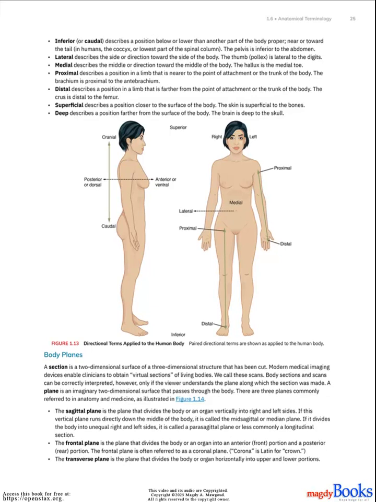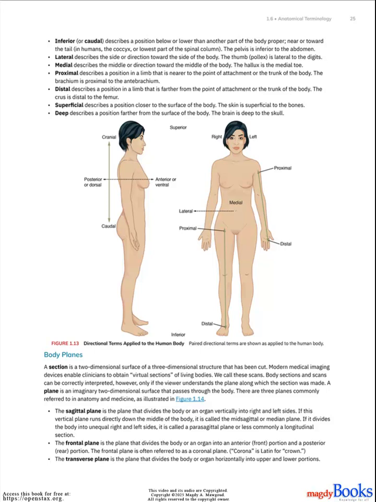Body planes. A section is a two-dimensional surface of a three-dimensional structure that has been cut. Modern medical imaging devices enable clinicians to obtain virtual sections of living bodies. We call these scans. Body sections and scans can be correctly interpreted, however, only if the viewer understands the plane along which the section was made. A plane is an imaginary two-dimensional surface that passes through the body. There are three planes commonly referred to in anatomy and medicine, as illustrated in Figure 1.14.